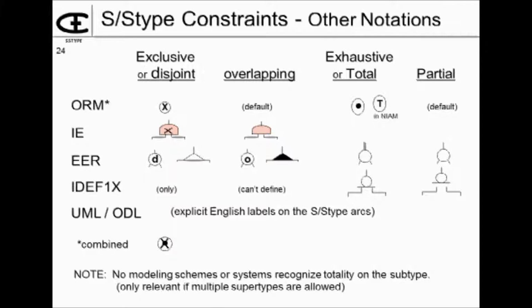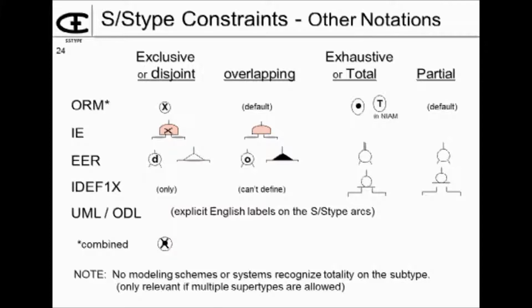Alternative notations: in IE, they put the X for exclusive inside that little icon, or not if it can be overlapping. In EER, you can see what they've done. One alternative was to put a D if it's disjoint and an O if it can be overlapping. In another case, if it can be overlapping, they put a solid diamond, or triangle rather, or an open triangle. Some of these are visually intuitive and appealing, and some of them aren't. But I'm just telling you what the choices are in these various modeling schemes that can be used.